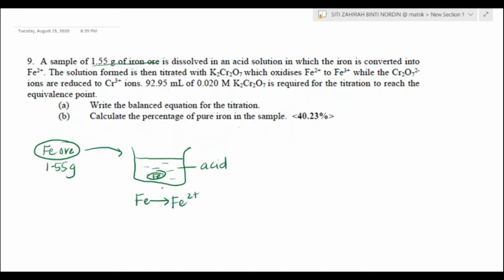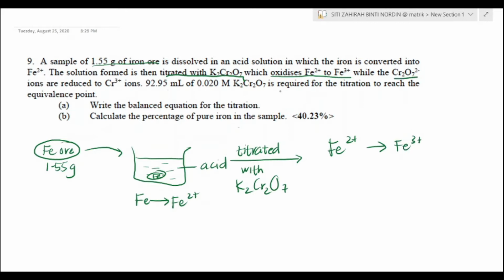This solution is then titrated with K2Cr2O7, potassium dichromate, which oxidizes Fe2+ to Fe3+, while the Cr2O7 2- ions are reduced to Cr3+ ions. So Cr2O7 2- is reduced to Cr3+.